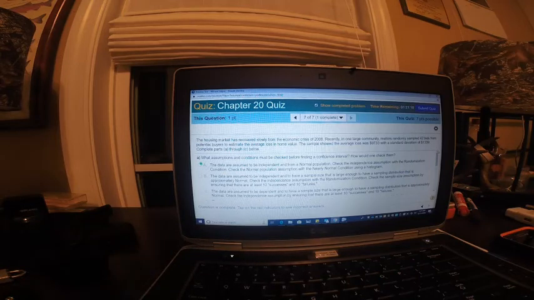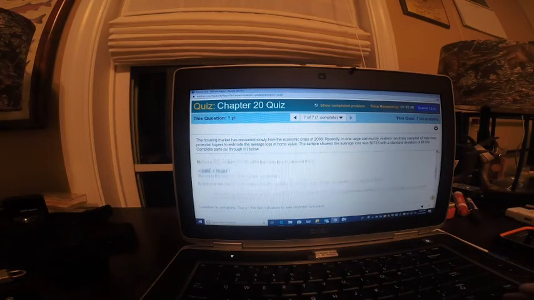So the correct answer for that one is the data are assumed to be independent from a normal population. We've got to check the independence assumption with the randomization condition, and we've got to check the normal population assumption with the nearly normal condition using a histogram.